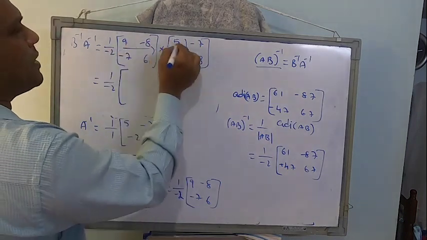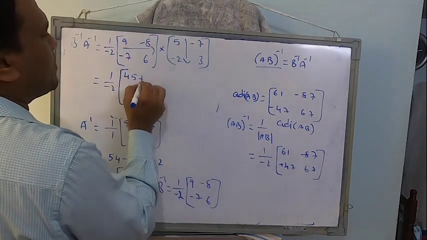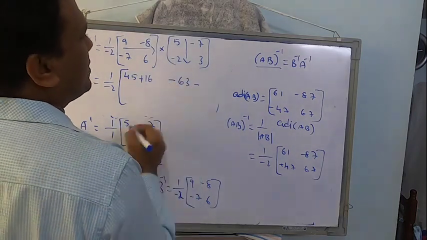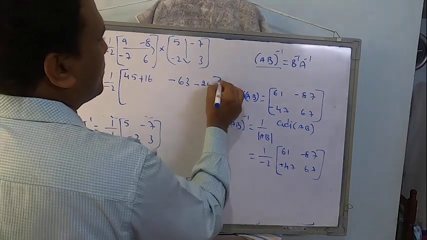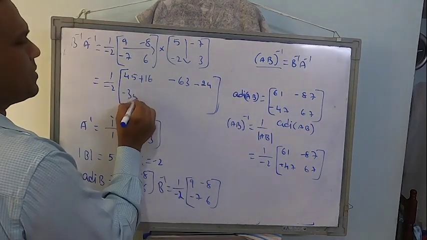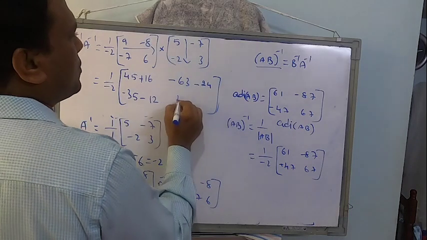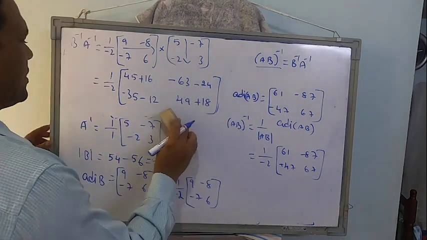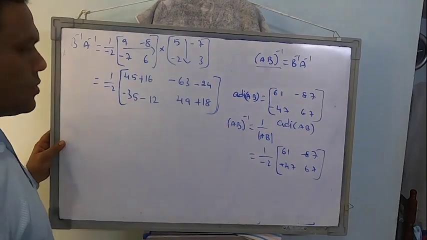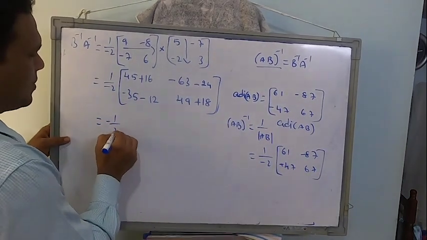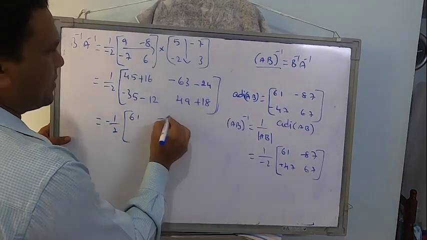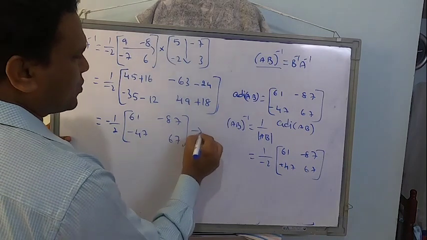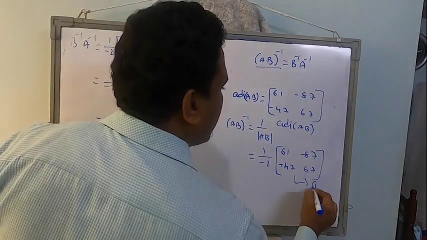So it's going to be 9 multiplied by 5, 45 plus 16, correct. And the next one, minus 63 minus 24. Okay, now the next minus 35 minus 12. So 49 plus 18. Yeah, that's okay. So let us simplify these elements. So how much it's going to be? 61 minus 87 minus 47 and 67. So this is my equation number 1 and this is my equation number 2.